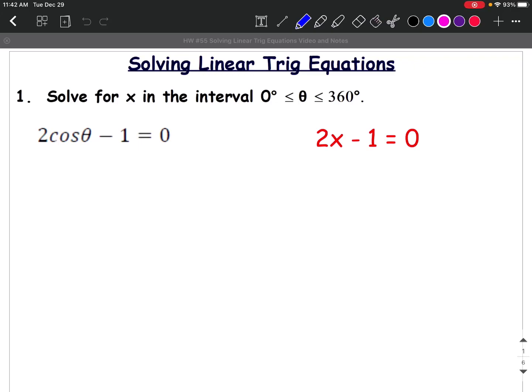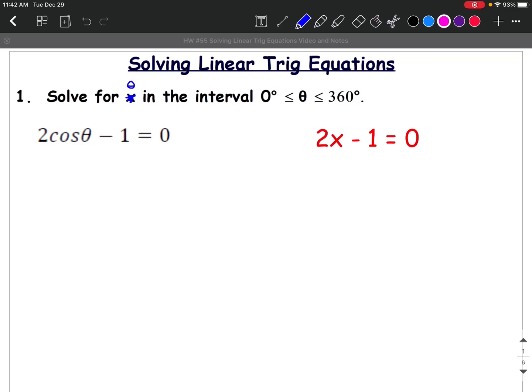Hi guys, today we're going to look at solving linear trig equations. So it starts out: solve for, and this x should be theta, in the interval 0 degrees less than or equal to theta less than or equal to 360 degrees. And our equation is 2 cosine theta minus 1 equals 0. Now, how on earth do we solve this?